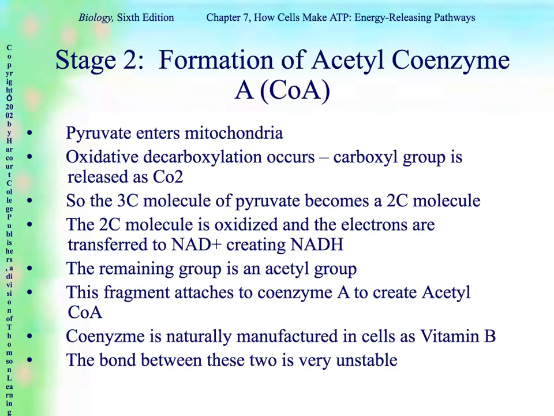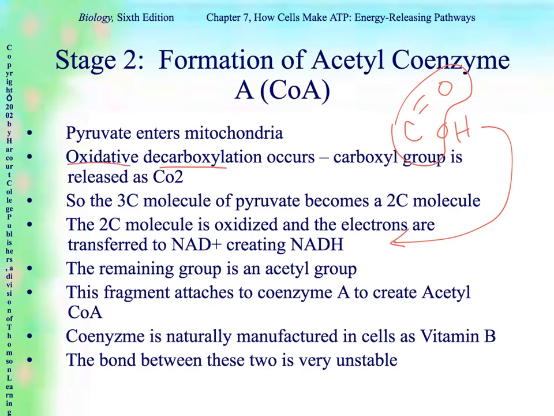Pyruvate is going to enter the mitochondria. It goes right through the outer membrane. Oxidative decarboxylation occurs. Decarboxylation means a carboxyl group is going to be removed from pyruvate. That carboxyl group, remember, is carbon double bonded to oxygen, OH. This is really CO2. So carbon dioxide actually gets released, and this hydrogen is going to be added to NAD plus to make NADH.